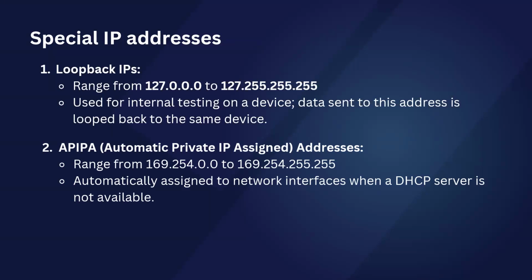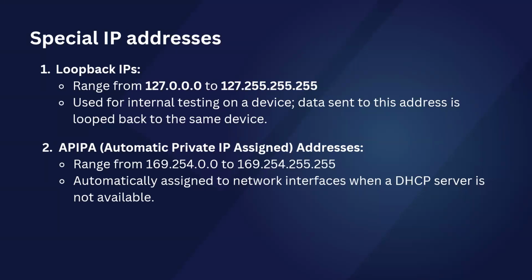Okay. Firstly, we have the loopback IP, which ranges from 127.0.0.0 to 127.255.255.255. So the entire 127 range octet is the loopback IP. And the main purpose of loopback IP is to check whether your NIC card is functioning properly or not.